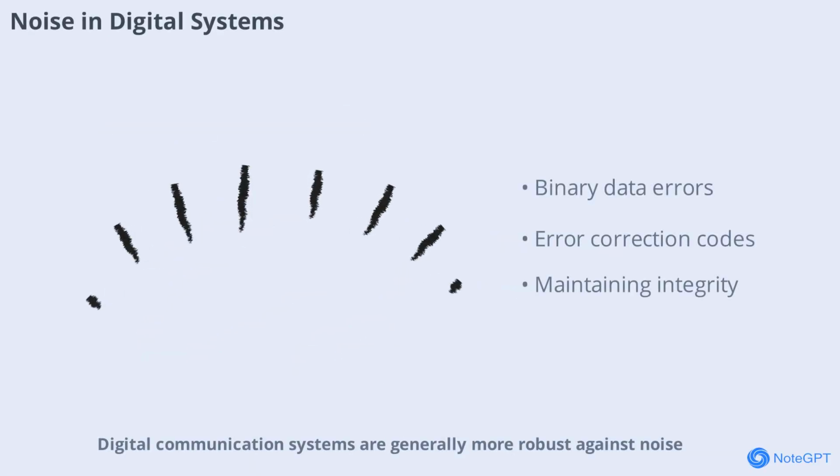Digital communication systems are generally more robust against noise, but they are not immune. Noise can cause errors in the transmission of binary data, leading to corrupted files or dropped connections. Error detection and correction codes are commonly used to identify and fix these errors, ensuring the integrity of digital communication.